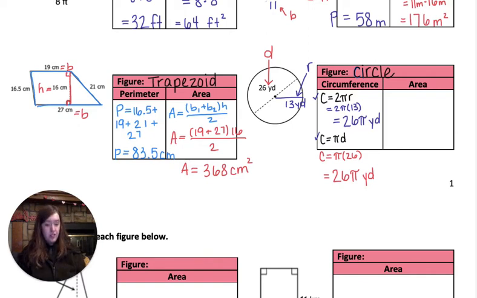Now for the area of a circle, area is pi r squared, so we have to use the radius. So we're going to take pi, our radius was 13, and we're going to square him. 13 squared is 169. And then the pi just comes along for the ride. And then that's yards squared. So the area of that circle is 169 pi yards squared.